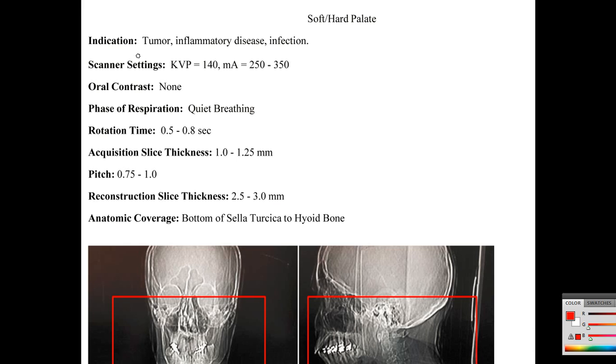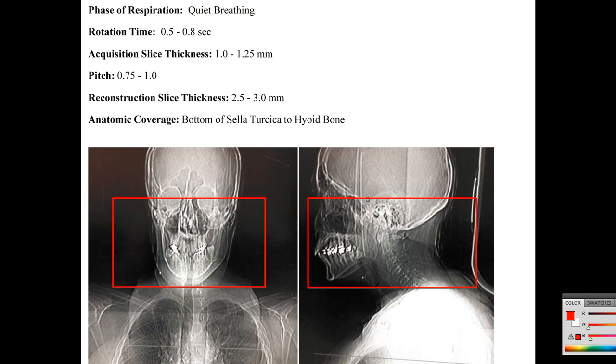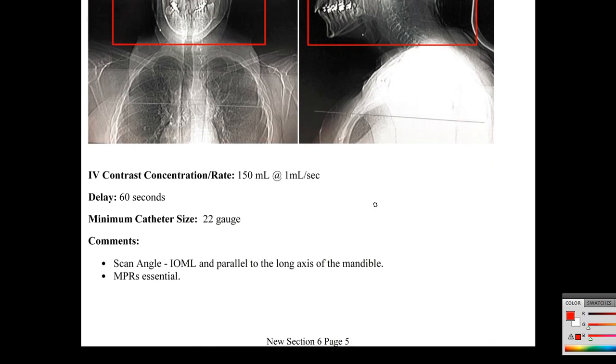The reconstruction slice thickness is 2.5 to 3 millimeters. Usually 3 millimeters can be utilized. However, some facilities use 2.5. It's really at the discretion of what the facility chooses to use. Both are sufficient for this anatomy as well. The anatomic coverage is much the same as the parotid glands, from the bottom of the sella turcica to the hyoid bone. So once again, notice where these landmarks are and just utilize them for a scan like this.